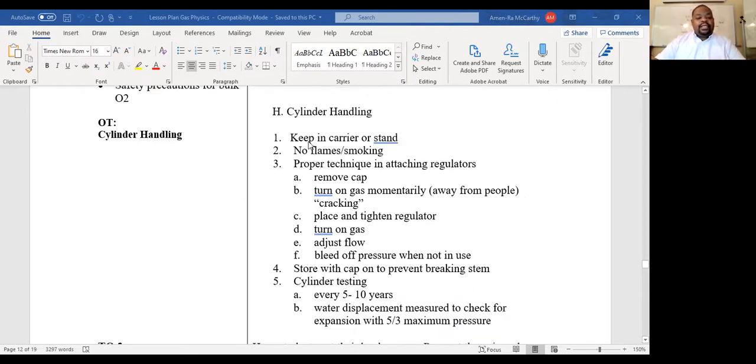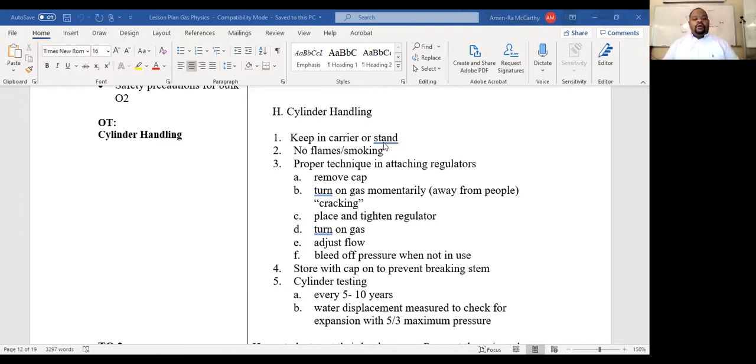Handling, we talked about keeping it in a carrier or stand. I showed you yesterday the H cylinder should be on a dolly-like stand. It has a chain wrapped around it, and I have to make sure that I carry it and move it around properly. Keep it out of flames. Of course, it supports combustion, so there should be no smoking around an oxygen cylinder, okay? Whenever we have somebody on home oxygen, we make sure they have no smoking signs in the house and outside the house, so visitors don't come over smoking.